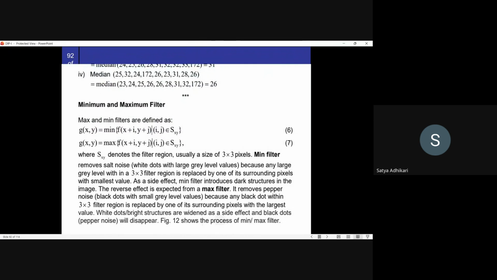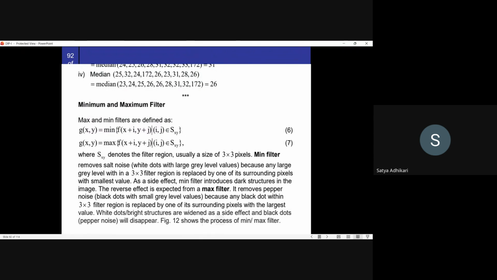Because any large gray value within a 3 cross 3 filter region is replaced by one of its surrounding pixels with the smallest value, the gray level value which is the smallest must be the darkest, that is, less bright than the maximum value. If two pixel values are, suppose, one is 100 and another 220, 220 is brighter than 100. So the minimum is 100, and 220 is replaced by 100. That means a brighter pixel is replaced by a new, darker pixel.